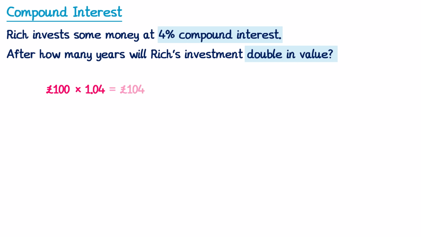So if you do it for 1 year, you'll end up with £104. That's clearly not anywhere near double. So let's try 2 years, so £100 multiplied by 1.04 to the power 2. And that comes out at £108.16. Now that's clearly still quite far away from £200, so we're going to need to increase the number of years much more.